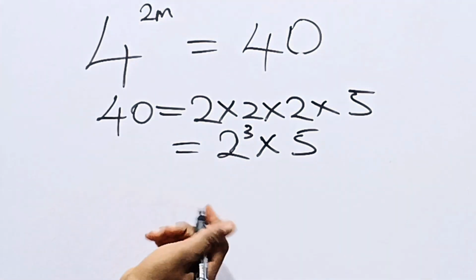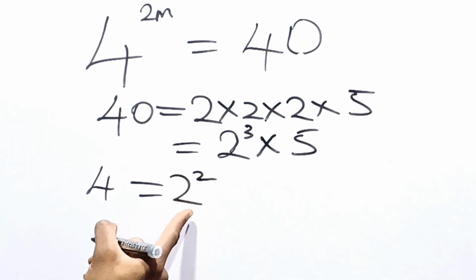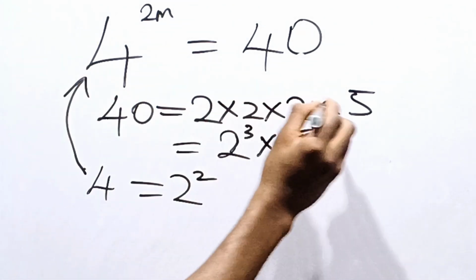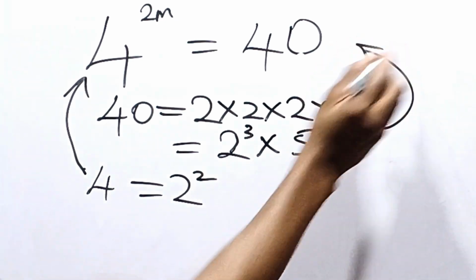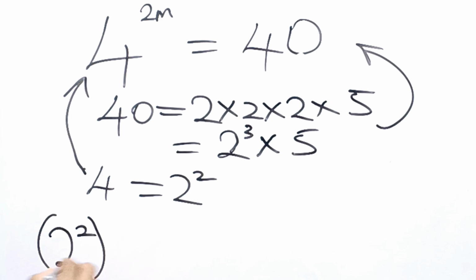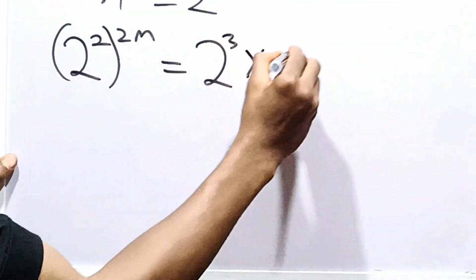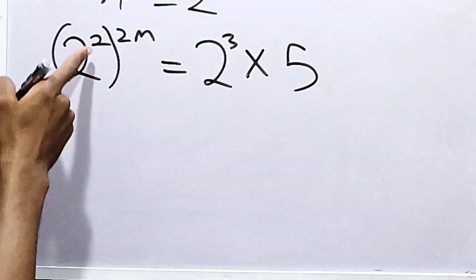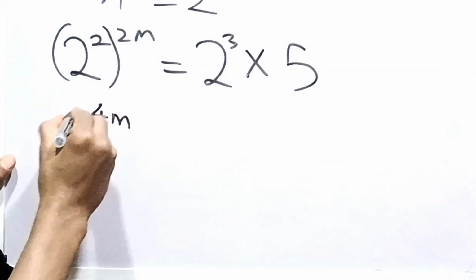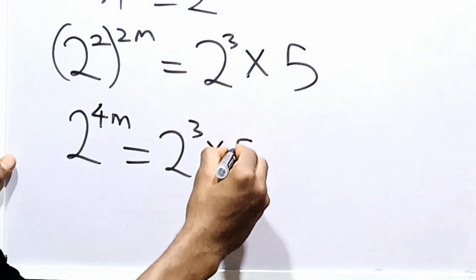Alright, now also we can say that 4 is equal to 2 squared. So we can now replace 4 with 2 squared and 40 with its multiples in this question, so that we have 2 squared raised to the power of 2m to be equal to 2 cubed multiplied by 5. Now, when you have this, you multiply the powers. So 2 times 2 is 4m, to be equal to 2 cubed times 5.